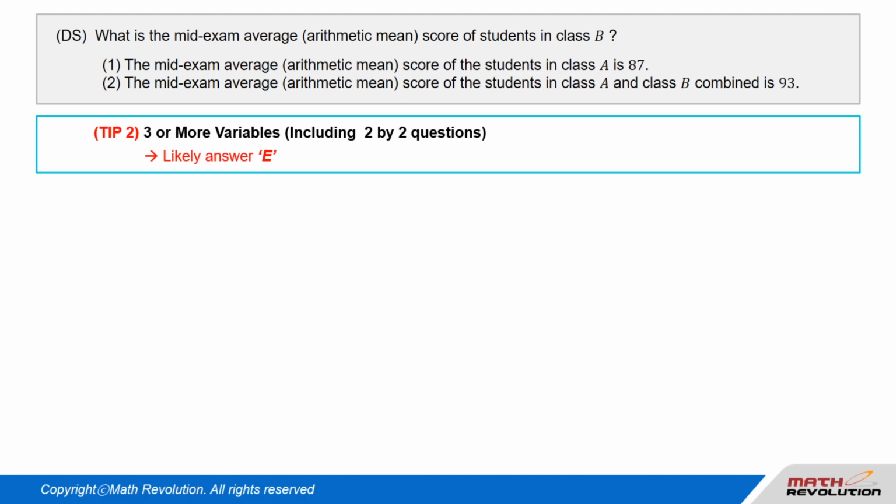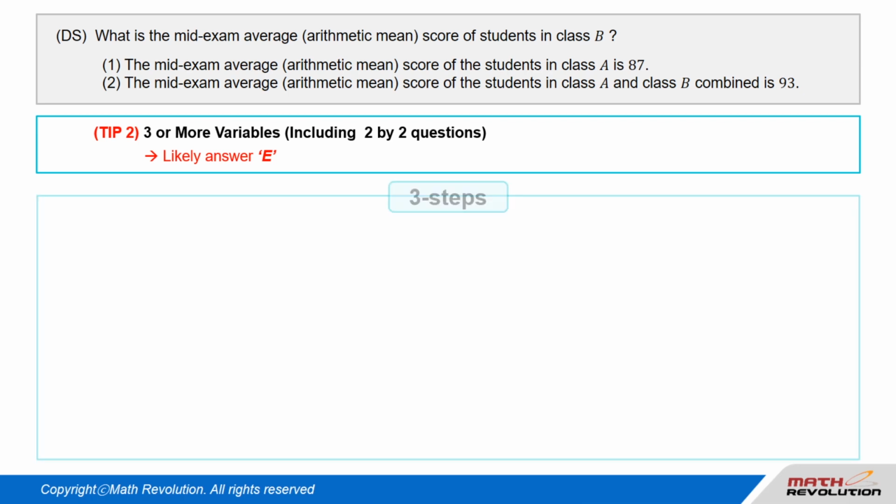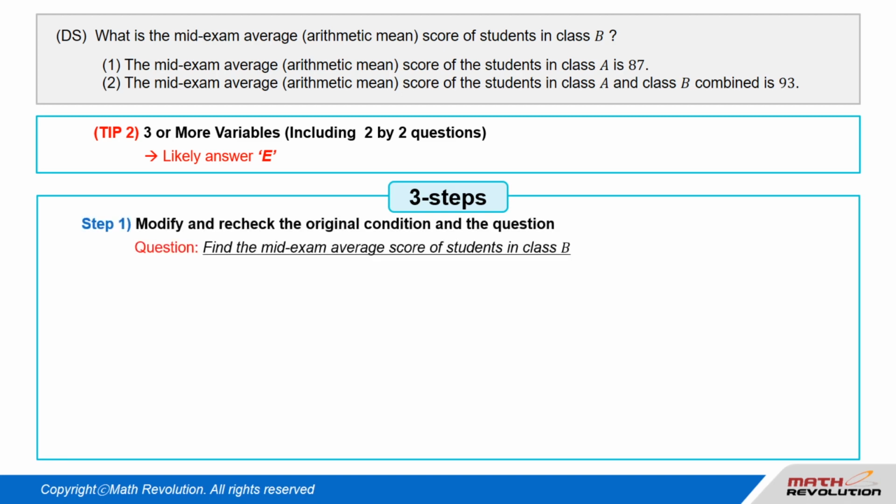Solution. Now we will solve this DS question using the variable approach. Tip 2. If there are 3 or more variables, including the 2x2 questions, then E is the likely answer. Let's apply the 3 steps suggested previously. Follow the first step of the variable approach by modifying and rechecking the original condition and the question. We have to find the mid-exam average, or arithmetic mean, score of students in Class B.